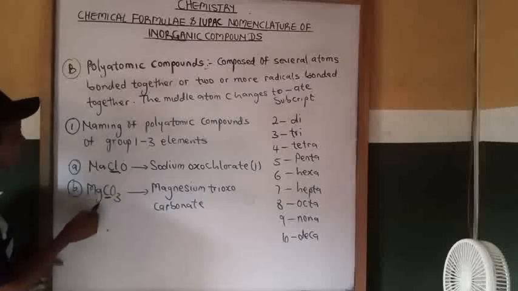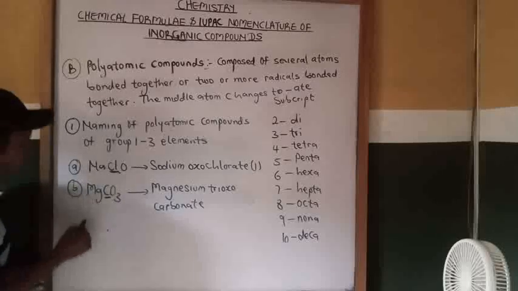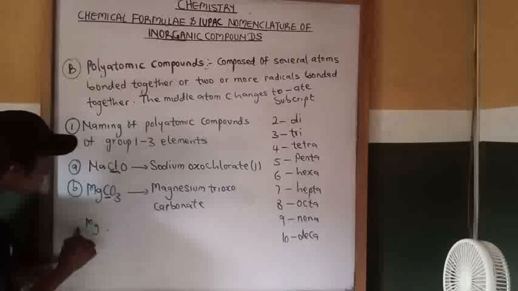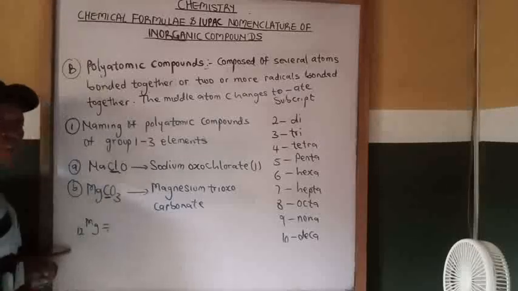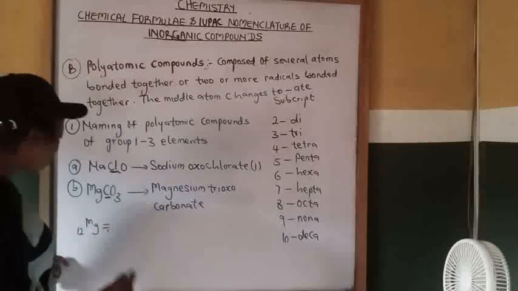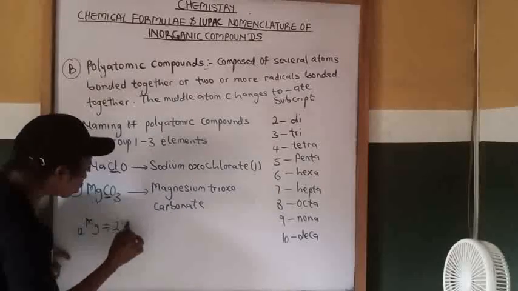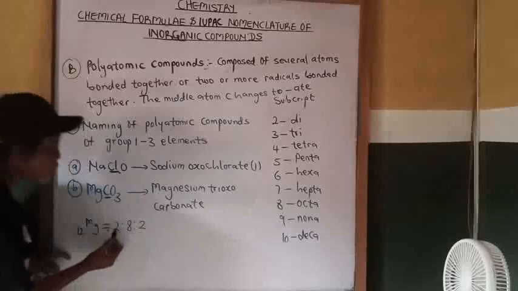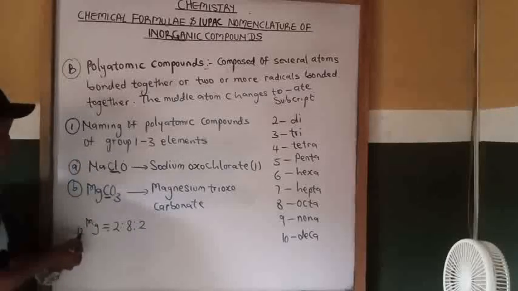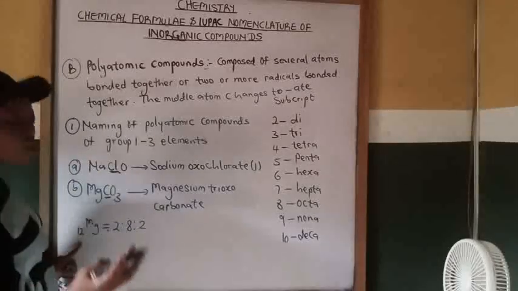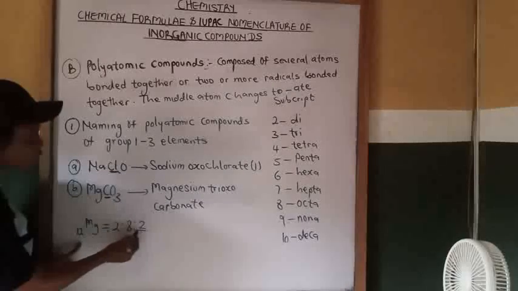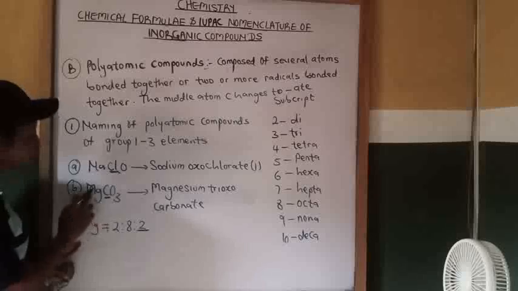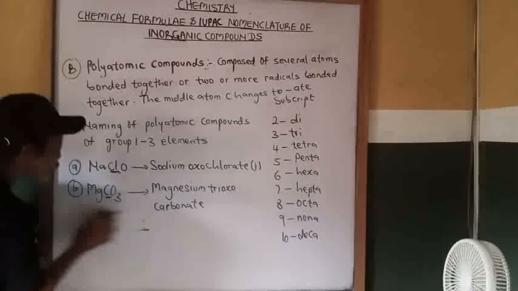So what is the charge on magnesium? Magnesium is atomic number 12. Write the electronic configuration of magnesium in ratio form. That would be 2:8:2. 2 plus 8 plus 2 will give you 12. Those elements with 1, 2, 3 valence electrons are positively charged. Since we have 2 valence electrons here, the charge of magnesium will be +2.